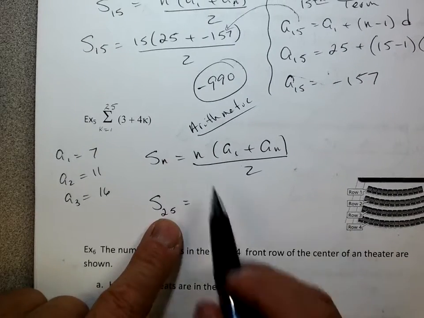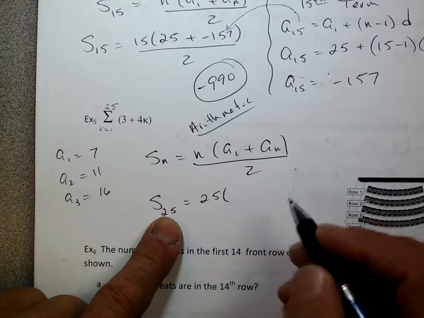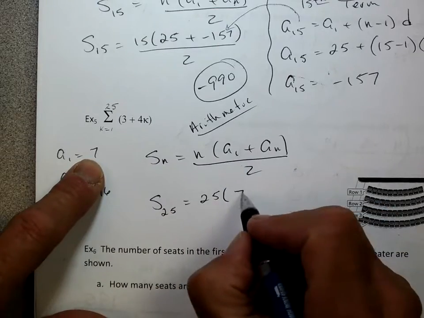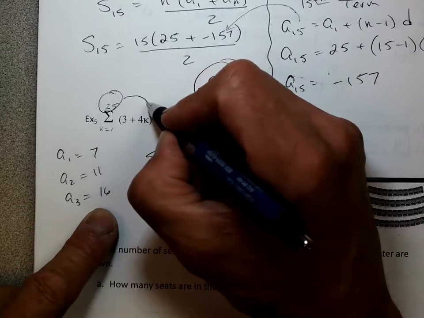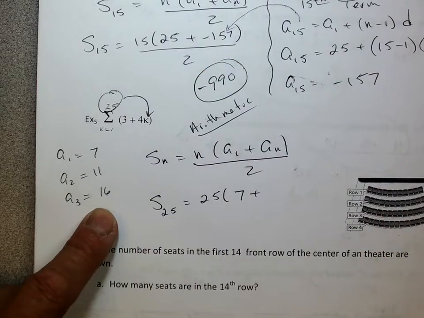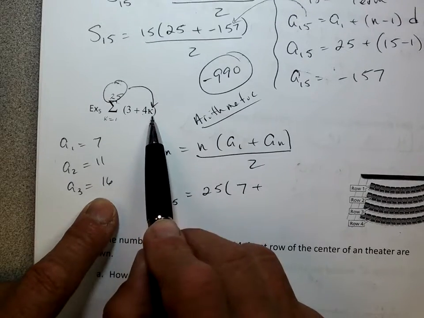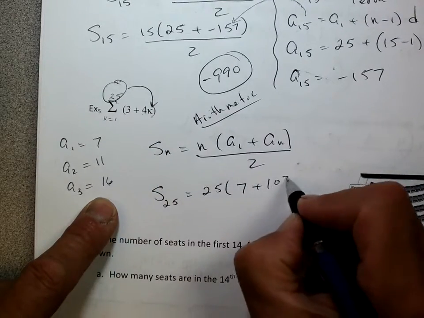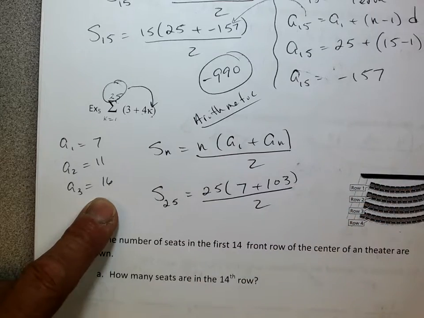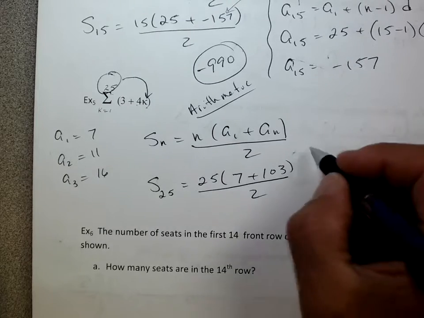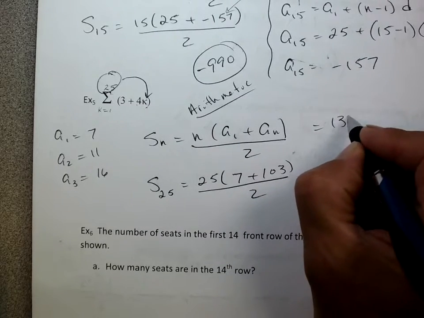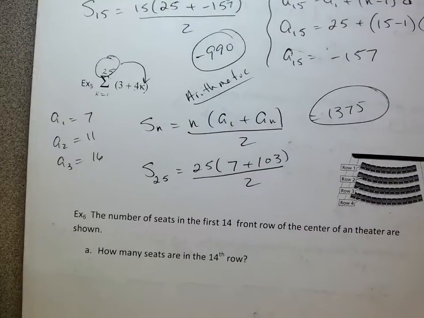So, n is the number of terms, which is 25. A1 is the first term. We found that. That's 7. A of n is the last term. So to make the last term, let's just put the 25 in. 4 times 25 is 100, plus 3 is 103. Then I'm going to go 25 times 7 plus 103, divided by 2, and I get an answer of 1,375, right?